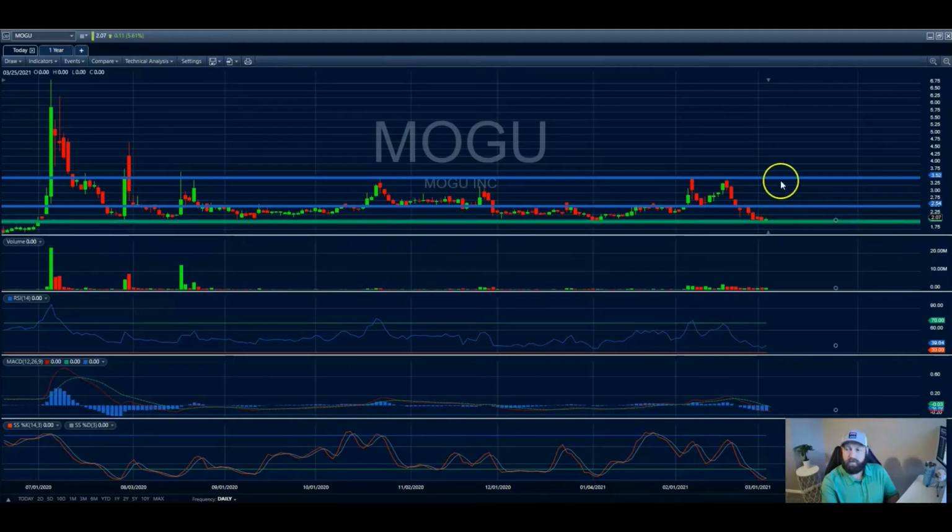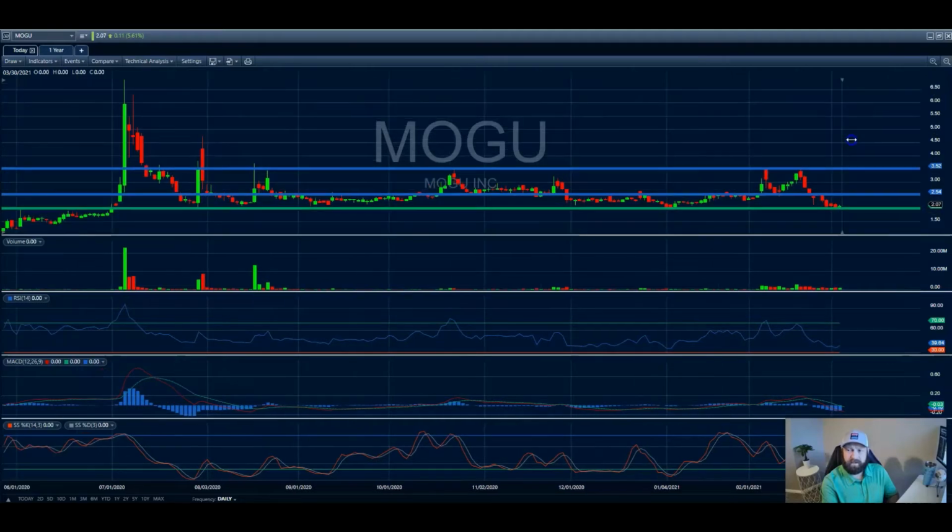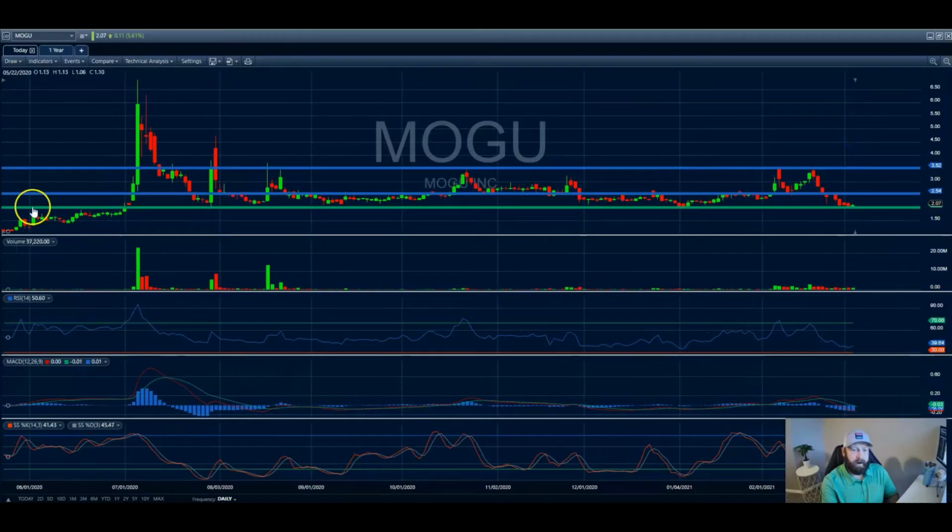And actually previous to that, you can see that this $2 actually acted as resistance a couple times. We ran into it there and there before we finally were able to break over the $2 mark. So we have strong support. I'll have my stop loss about 2% below.